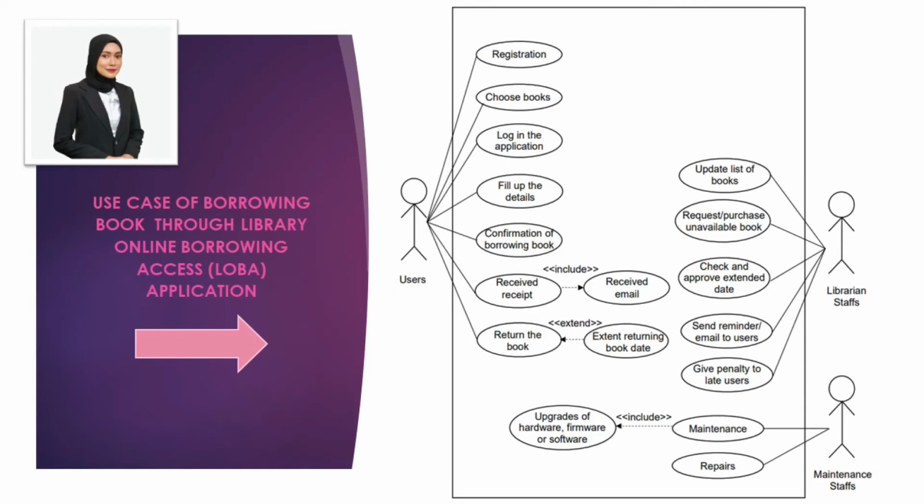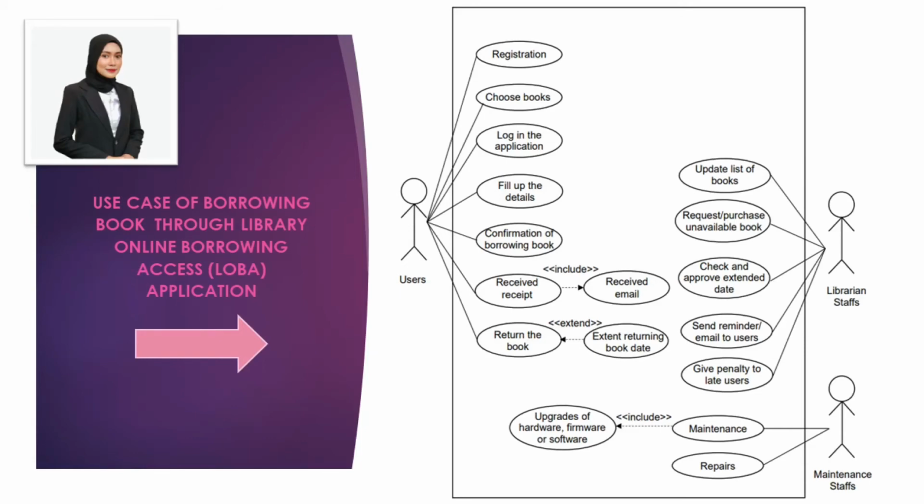Then, they choose the material that they want to borrow and log into the application. After that, they scan the barcode on the chosen material and the details will be automatically filled in the app. Then, the user needs to confirm the borrowing process and receive a receipt of the borrowing at their registered email. Then, they are given 14 days to borrow the book. The user needs to return the book after the borrowing period ends. If the user wants to extend the date, they can also request it on the app.